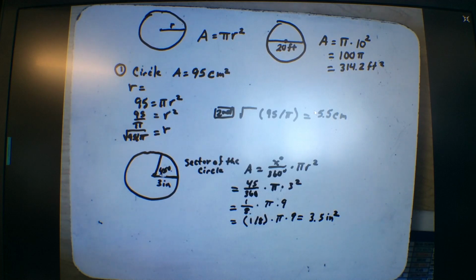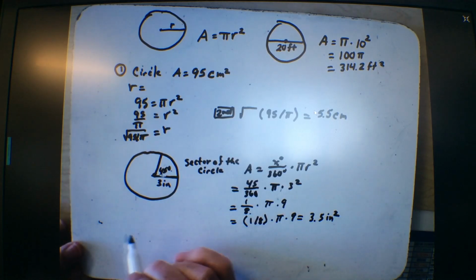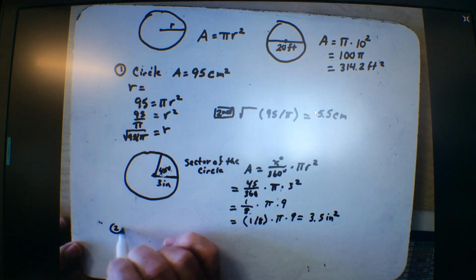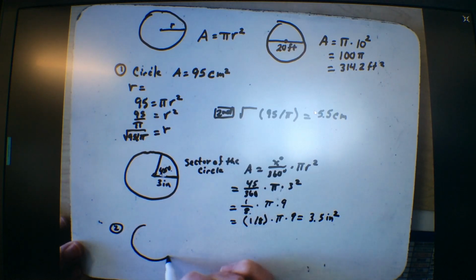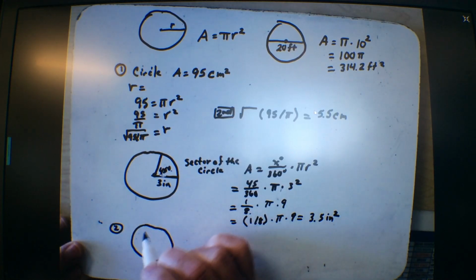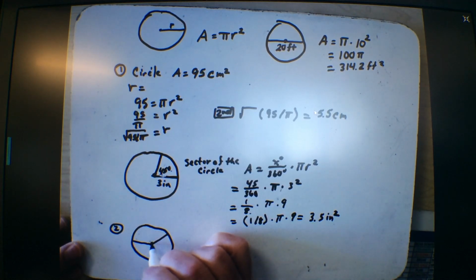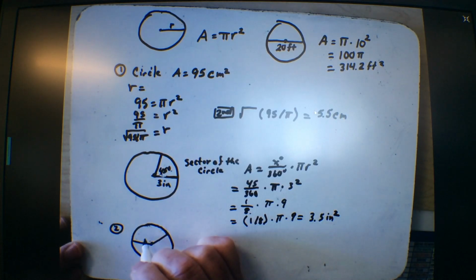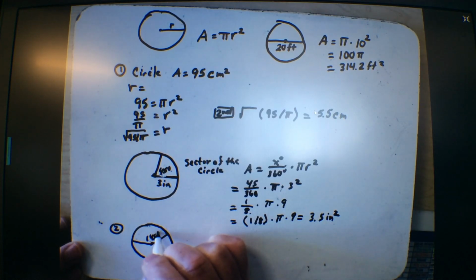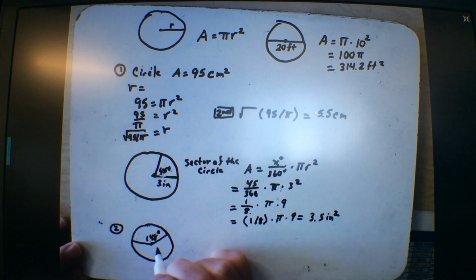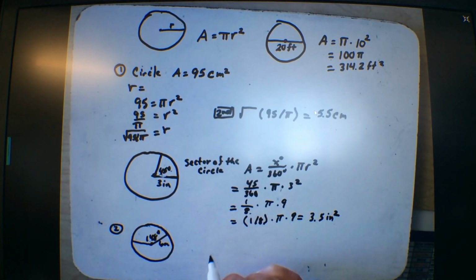Okay? All right, let's try this one. I'm going to give you an example here. This is example 2. You got this circle, correct? And let's say you got this particular sector. This is the center. This is 148 degrees, and the radius is 6 meters. Okay?